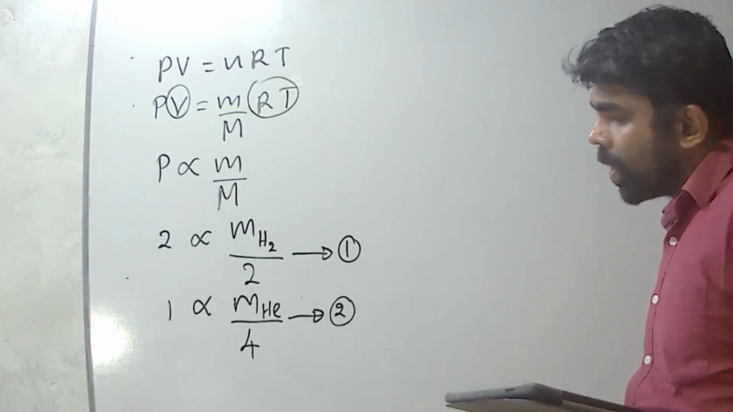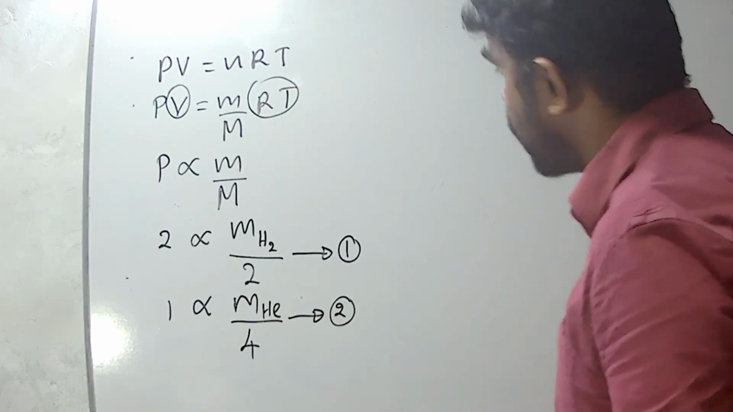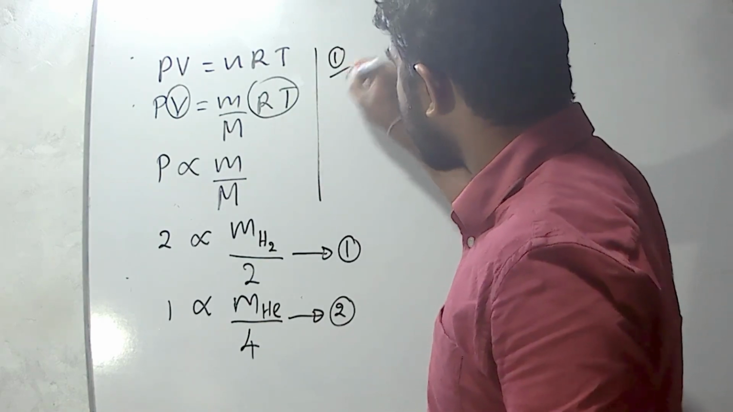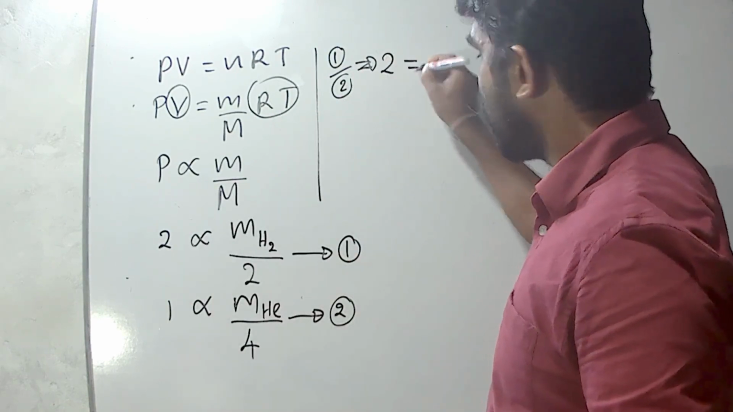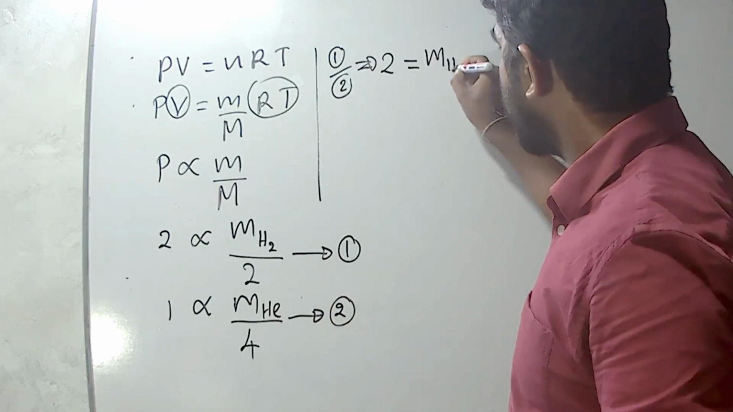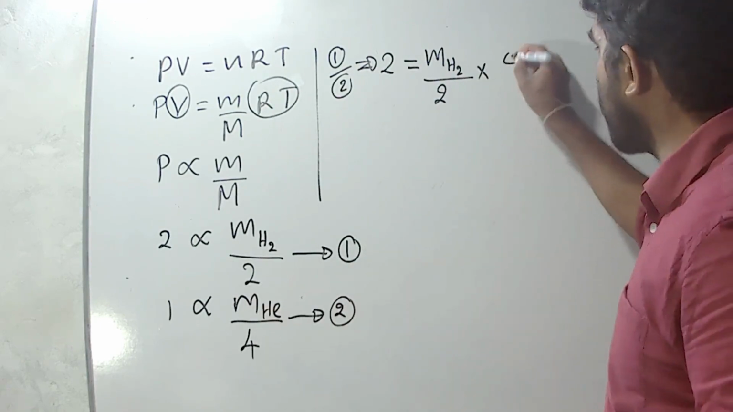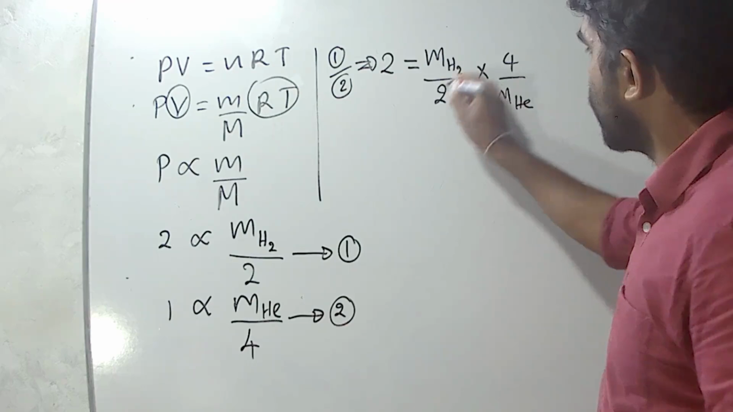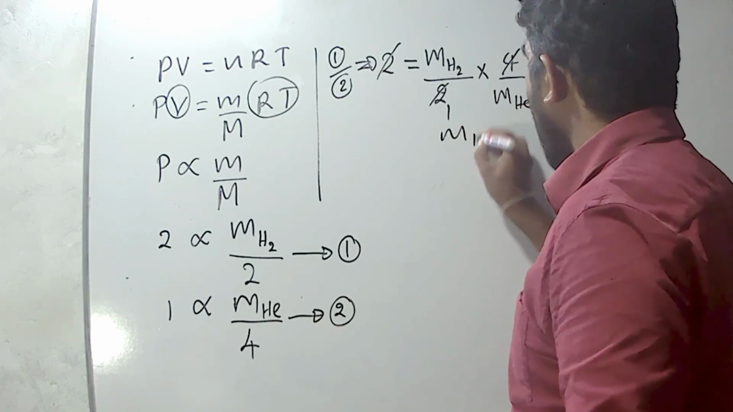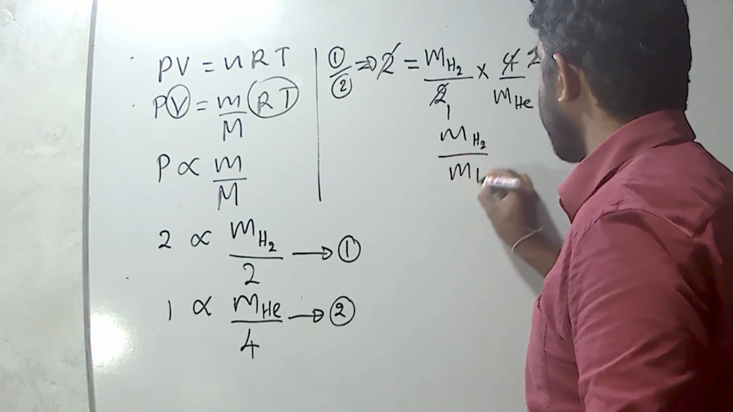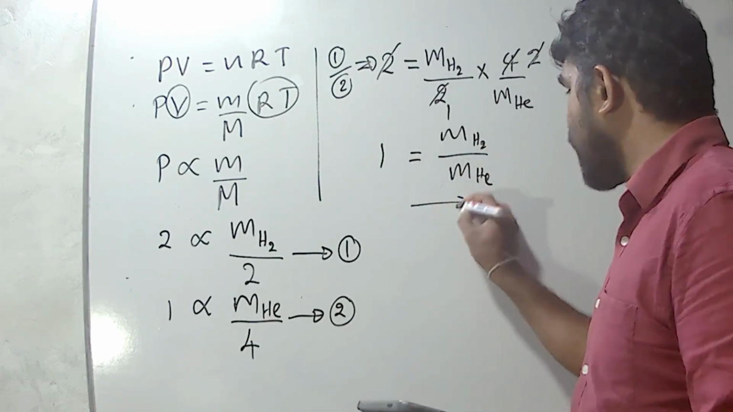Then we can divide both the equations. We have to find the ratio between hydrogen mass and helium mass. Then I will divide the first equation by the second equation. We get 2 divided by 1, 2 equals mass of hydrogen divided by 2 multiplied by the reciprocal of this one, 4 divided by mass of helium. 2 divided by 2, 1, 2. Then we can cancel out 2 and 2. Hydrogen mass divided by helium mass ratio is 1. Then the first answer is the correct answer.